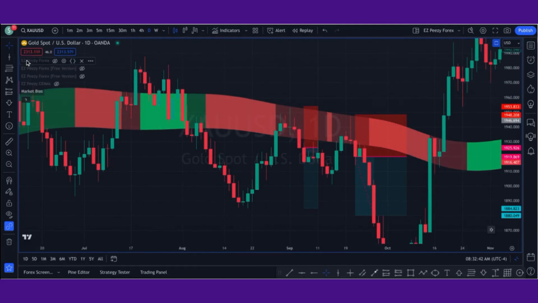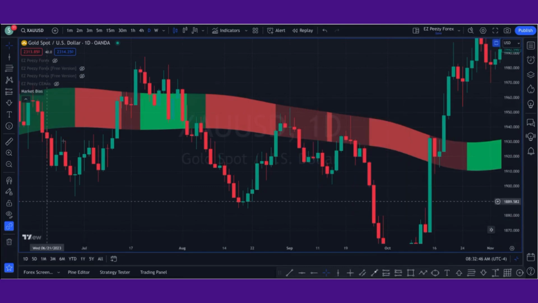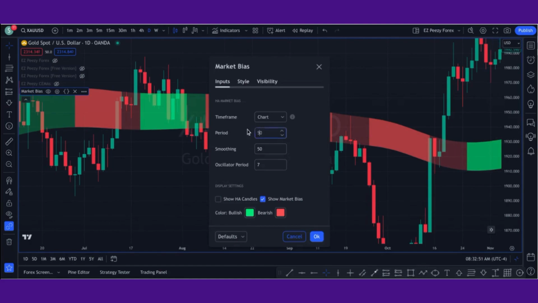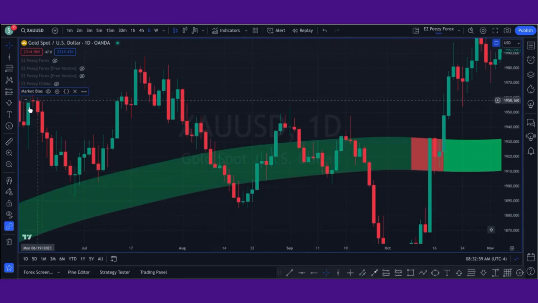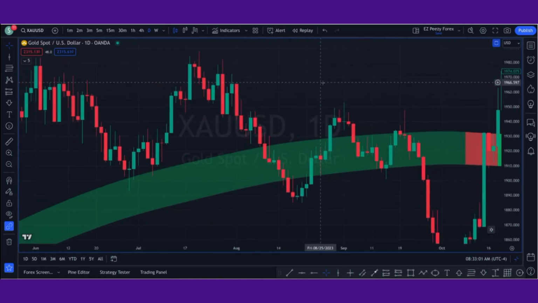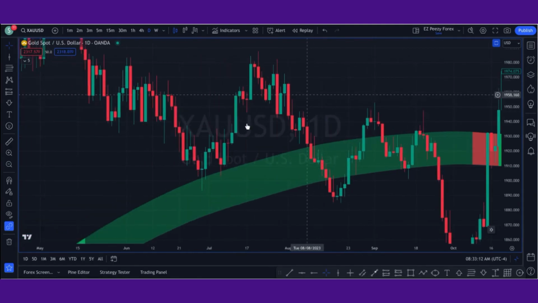But I find one of the best ways to use it is actually as an overall market bias, just an extra confirmation. So let's go back here and put it back on the default setting, right? All right, and now I'm going to give you a very basic strategy just to give you an idea. This is not a strategy for you to use or implement, but it's just to give you an idea of how you can use it as a market bias, right?